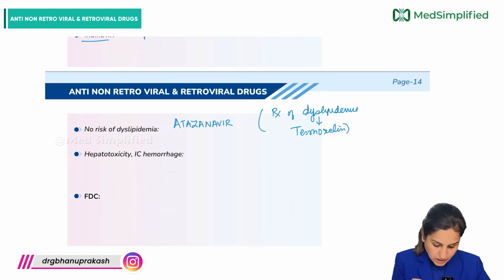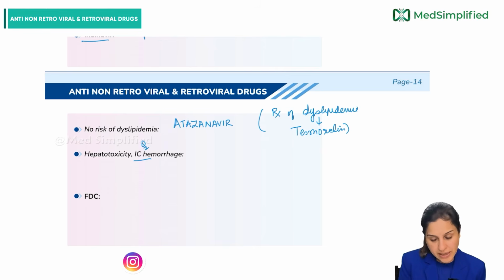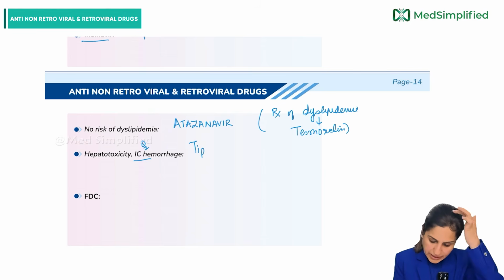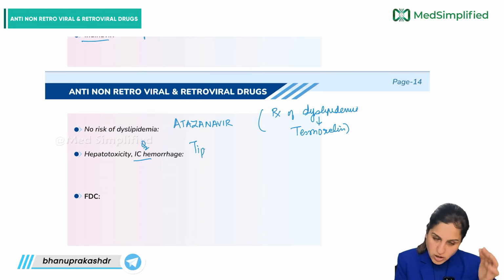And another important thing is which protease inhibitor is associated with intracranial hemorrhage or hepatotoxicity, especially this one, which is more important, is tipranavir. Tip, right? Tip is the tip of the head, right? So it can cause intracranial hemorrhage. Tipranavir.